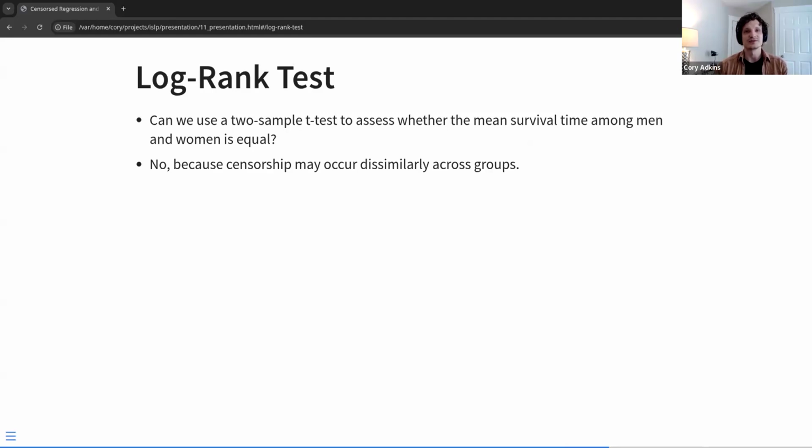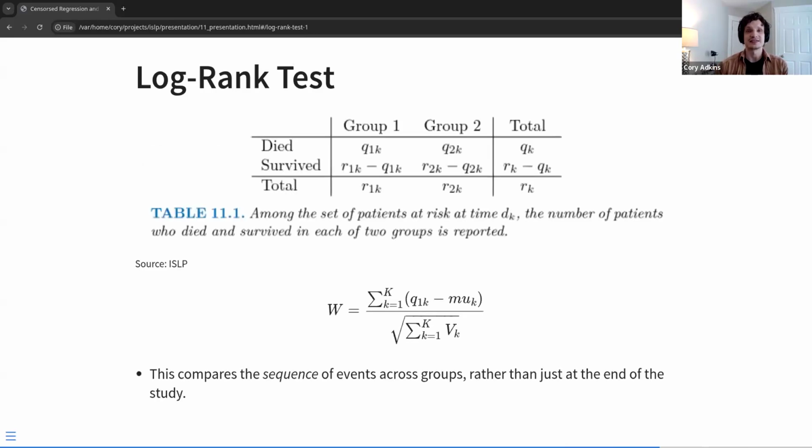You might be tempted to just use a two-sample t-test to say, okay, this many men survived until 20 months and this many women survived until 20 months. Is there a difference? But you can't do that because, again, censorship can occur dissimilarly across groups. You could have more censorship in one group or the other, and you could also have a different sequence of censorship, which would be relevant.